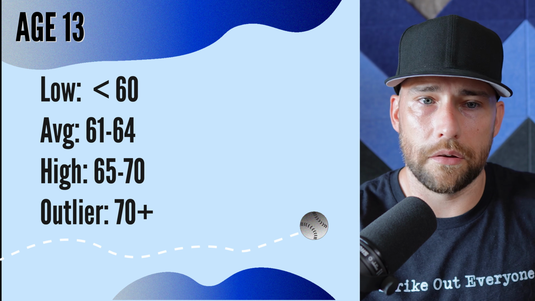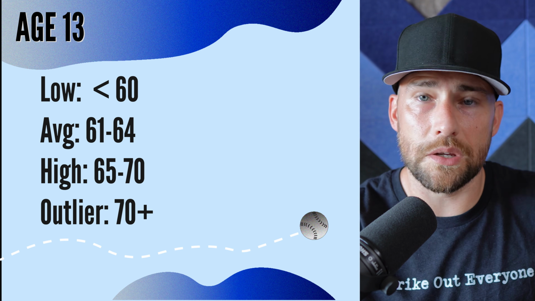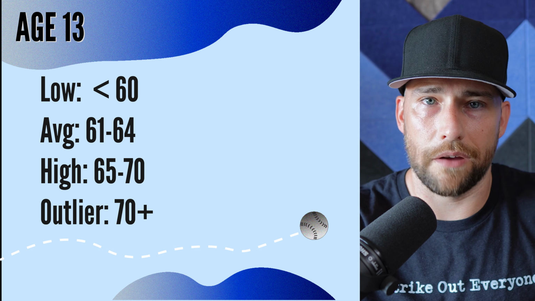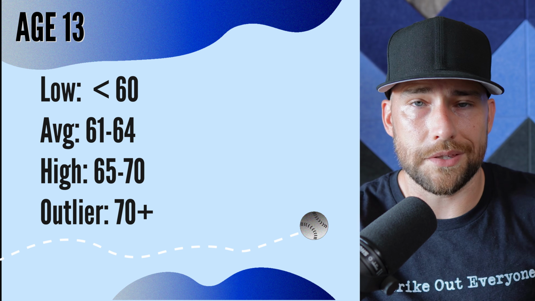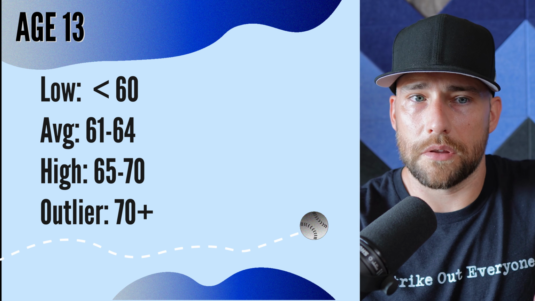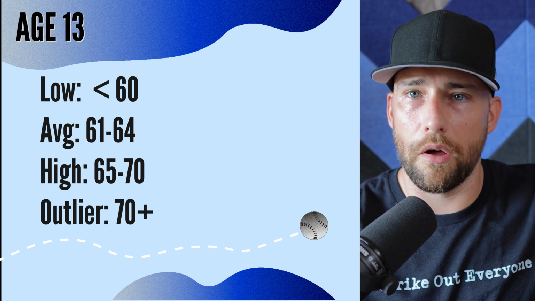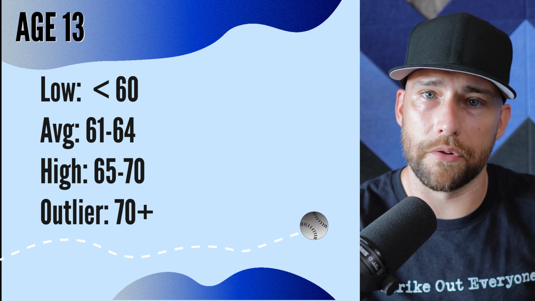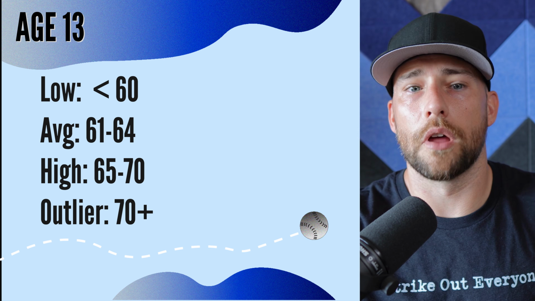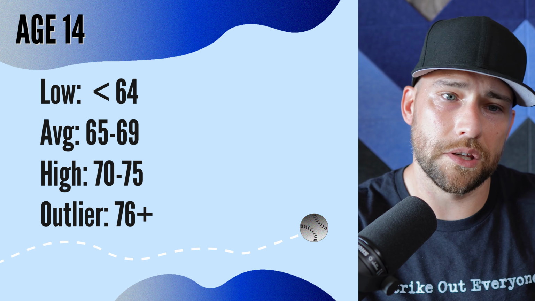Age 13, this is where most players start to break into the 60s. So if they're below that, they're probably on the low end. Average 61 to 64, high 65 to 70, outlier 70 plus. And understand, these charts that I've made up are going to follow this trend, 3 to 4 miles per hour for every year. Age 14, low end, in the low 60s.